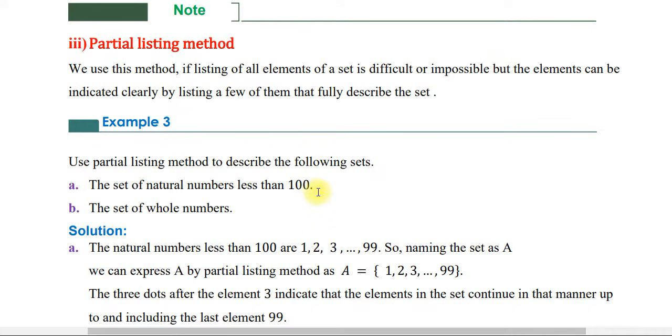ለምሳሌ እስኪ use a partial listing method to describe the following sets እዩ the set of natural numbers less than 100 እንግዲህ ከመቶ የሚያንሱ መቁጠሪያ ቁጥሮች ዝርዝር ከተባለ 1 2 3 4 5 6 እያልን እስከ 100 መዘርዘር አይጠበቅብንም። ፓርሻሊ መዘርዘር እንችላለን። ለምሳሌ the natural number less than 100 are 1 2 3 ካልን በኋላ ዶት ብለን 99 ይሄ ሜትድ ምን ይባላል? ፓርሻል ሊስቲንግ ሜትድ ይባላል። ሶ ይህን በሴት ስናስቀምጠው a which is equals to the set containing 1, 2, 3, dot, 99. So this method is known as partial listing method.